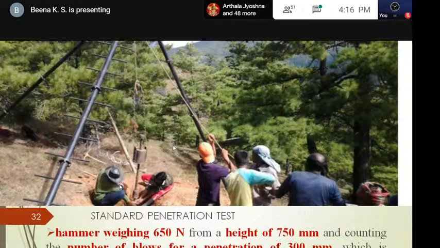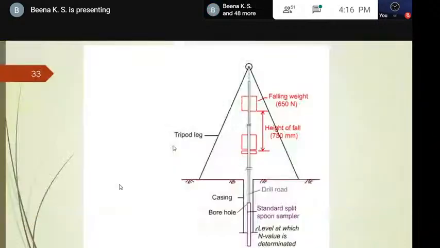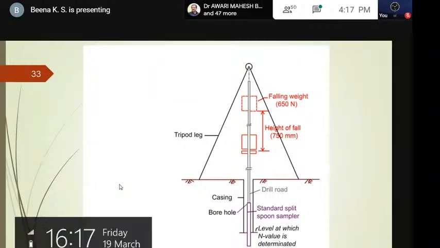The result of the test is expressed as the standard penetration resistance, or the N value, which is reliably correlated with the phi value of a cohesionless soil, and hence is used as the strength parameter of the soil in geotechnical foundation design. So you can see the schematic of the standard penetration test here.